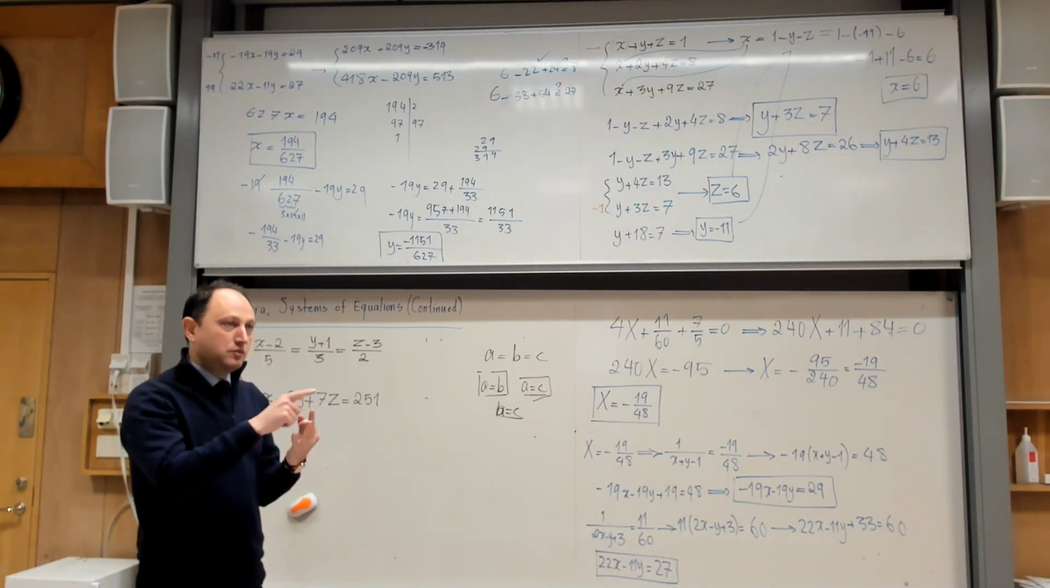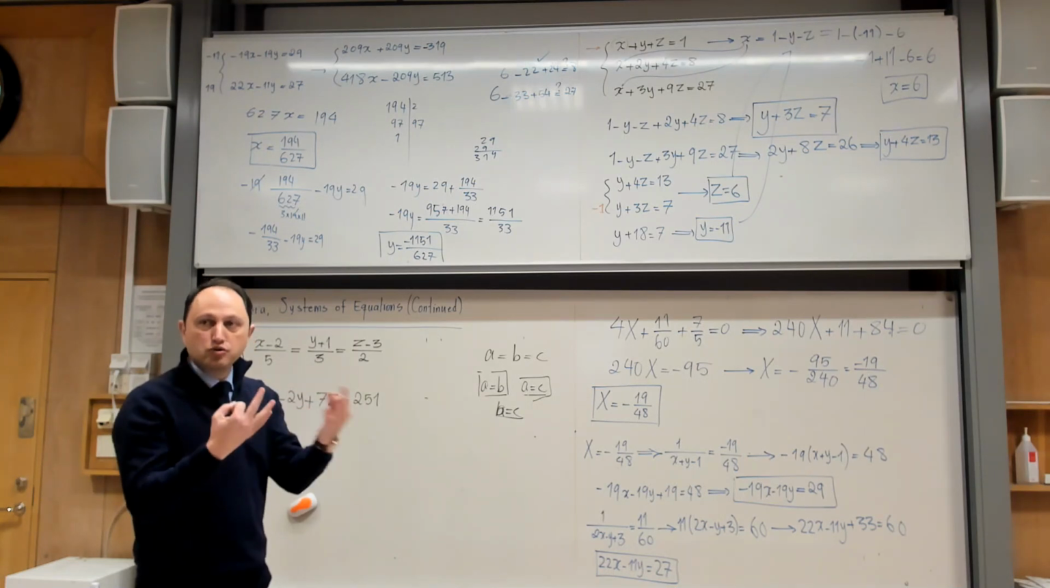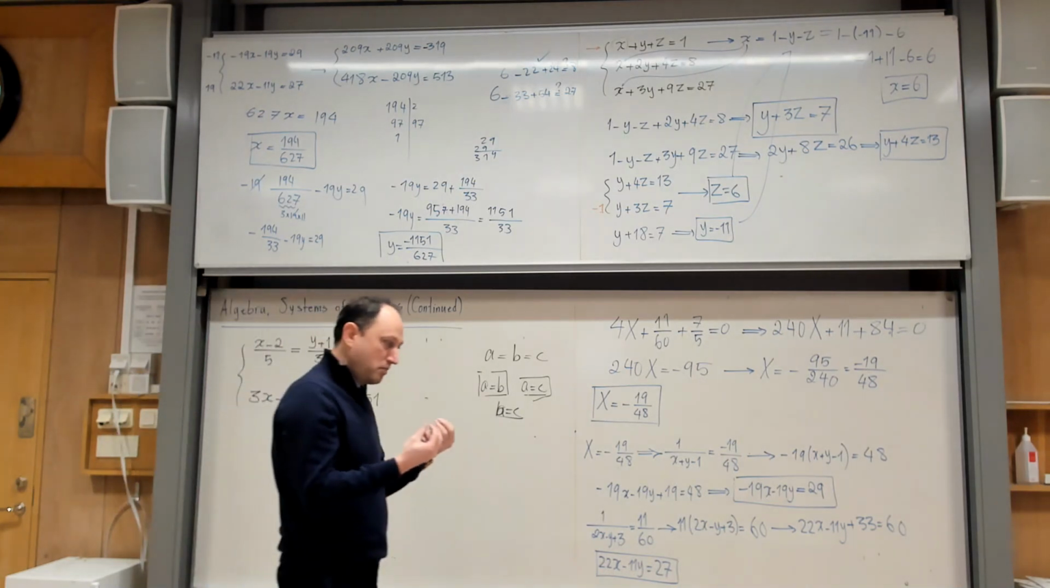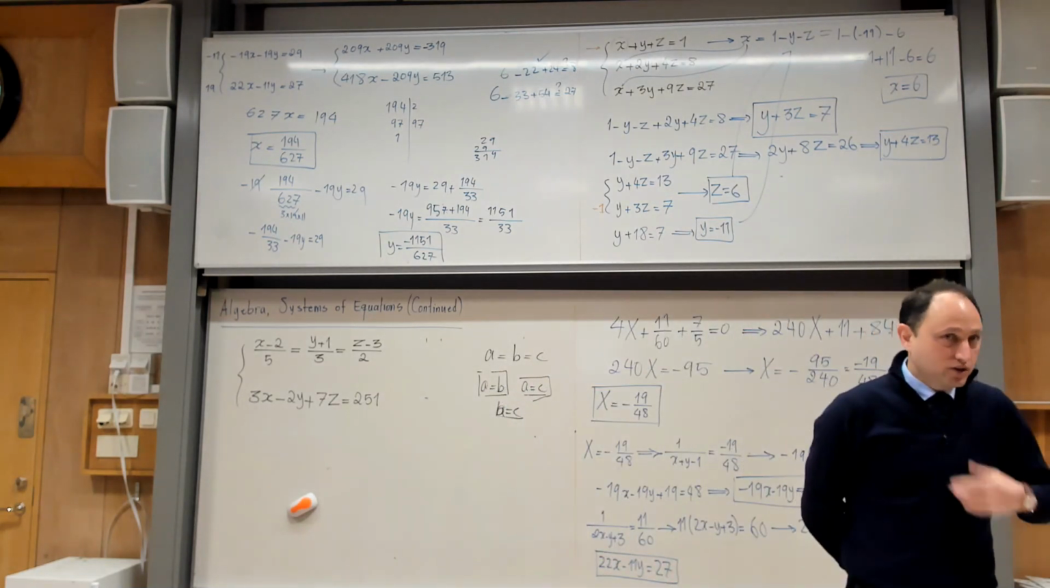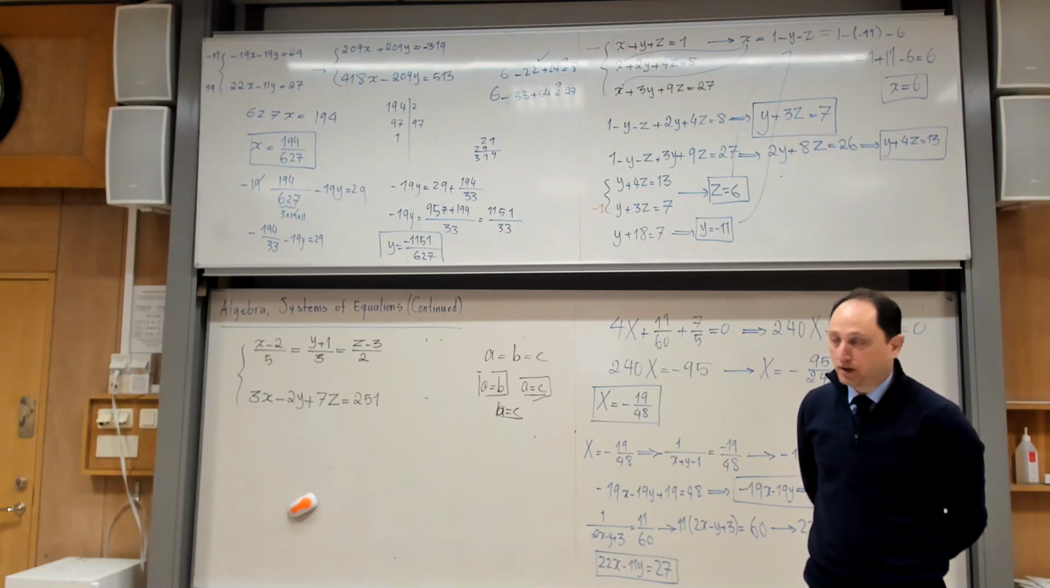How many variables do I have? Three. And these two match. Whenever these numbers match, you should expect a unique answer, but not always. I'm just giving you a feeling for how to think about the problem.